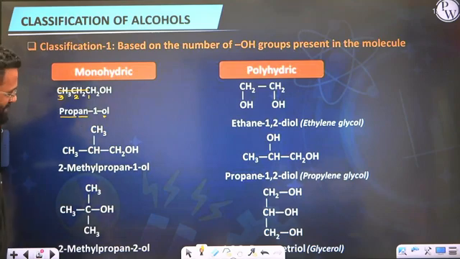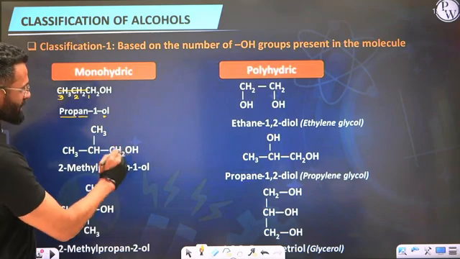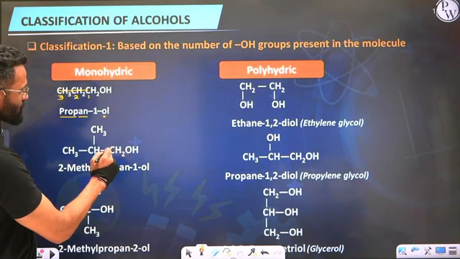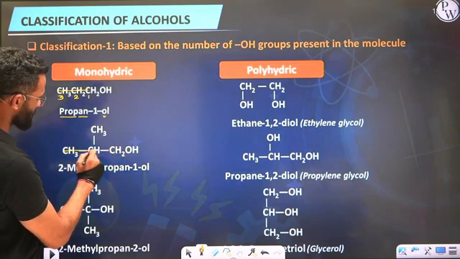Have a look at this example, everyone. So OH is connected to this carbon atom, so we have to ensure that this carbon is a part of the longest chain. So we selected the longest continuous chain like this.